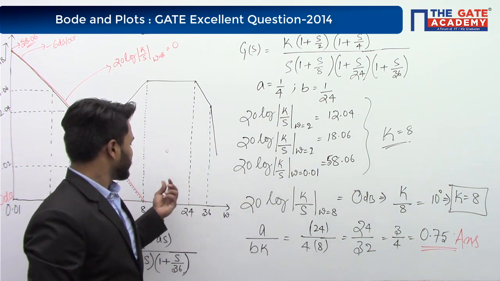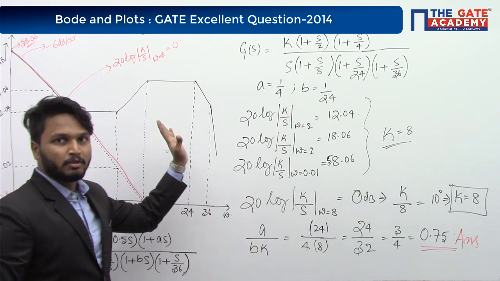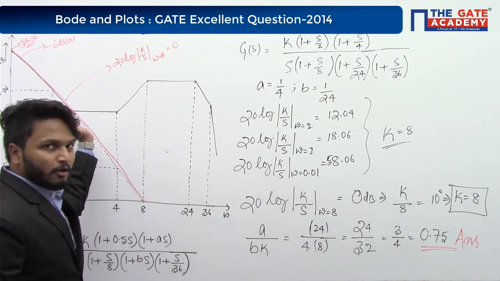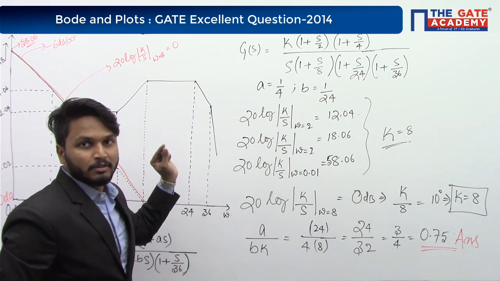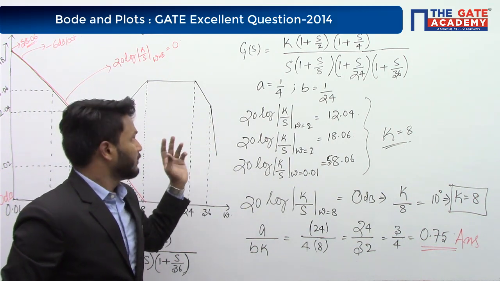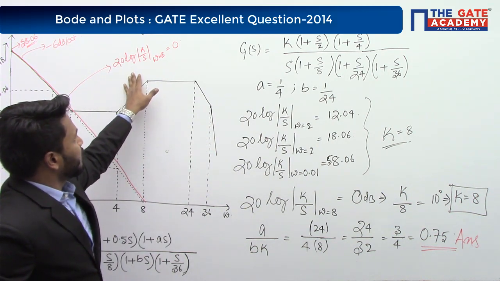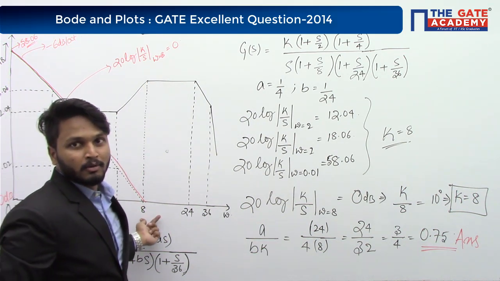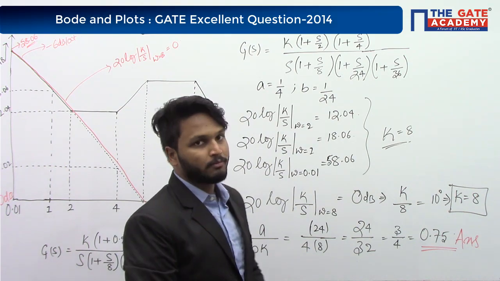Therefore, the smartest approach is that you must be knowing this point, that is, this kind of straight lines in log magnitude curve are caused because of factors K by S only. So you'll be equating 20 log K by S with 0 decibels when omega is equal to 8, so that you can calculate the value of K.